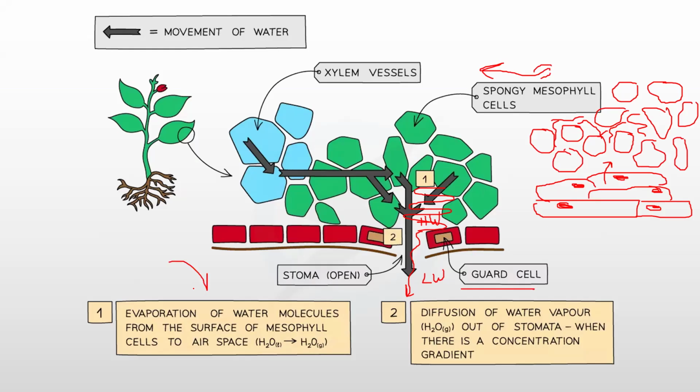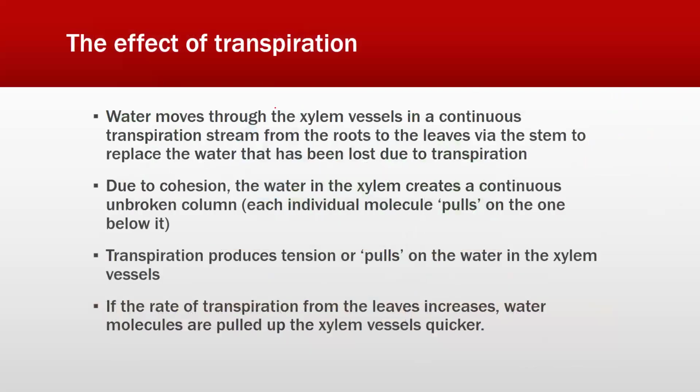Evaporation of water molecules from the surface of mesophyll cells to the air space. Diffusion of water vapor out of the stomata when there is a concentration gradient. Water moves through the xylem vessels in the continuous transpiration stream from the roots to the leaves via the stem to replace the water that has been lost.